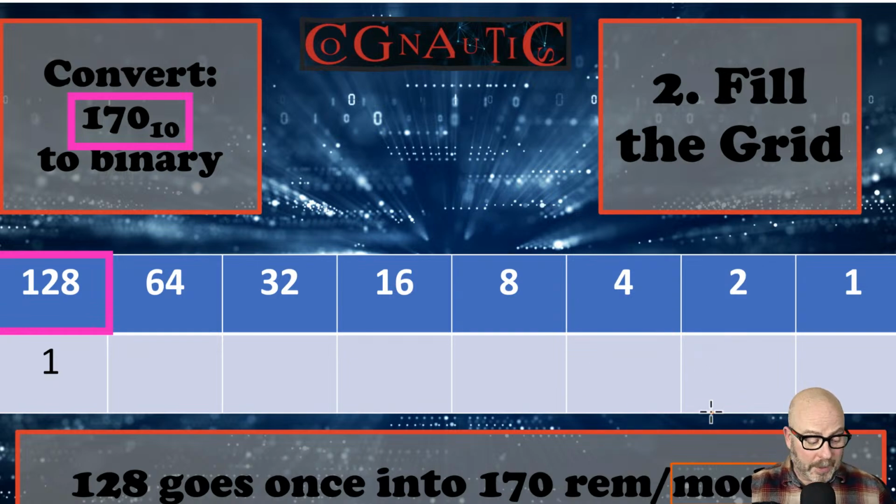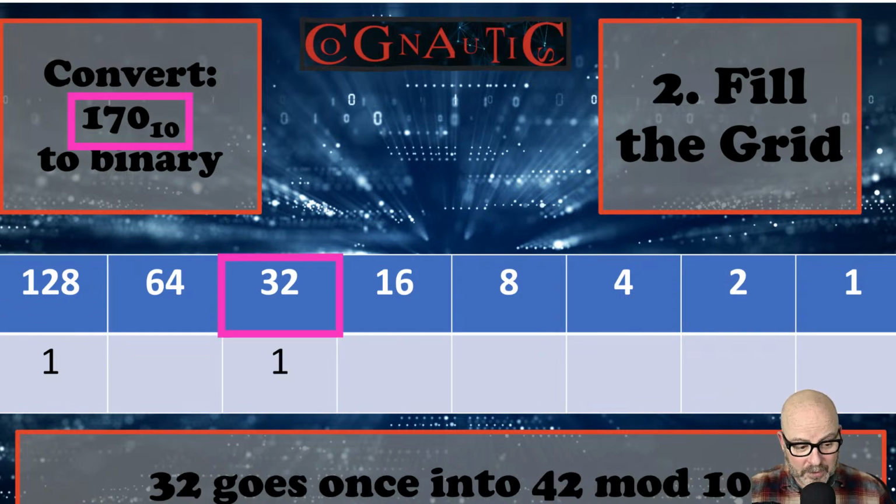Anyway, back to the story, where we've got a remainder of 42. Well, guess what? You ask exactly the same question again. What is the biggest grid number that goes once into our 42? Because you've got 42 still to deal with. So 32 goes into 42 once, and guess what? The remainder is 10. You find most of the maths is actually quite straightforward.